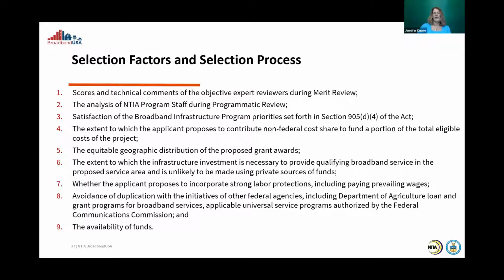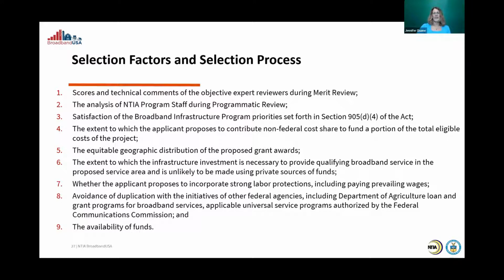And then we'll also be looking at an equitable geographic distribution of the proposed grant award. So we're not going to fund projects in only one state. We want to try to make sure that there is an equitable geographic distribution across the country. It doesn't necessarily mean that every state will get an award, but we do want to make sure that we're distributing the awards in an equitable manner geographically.